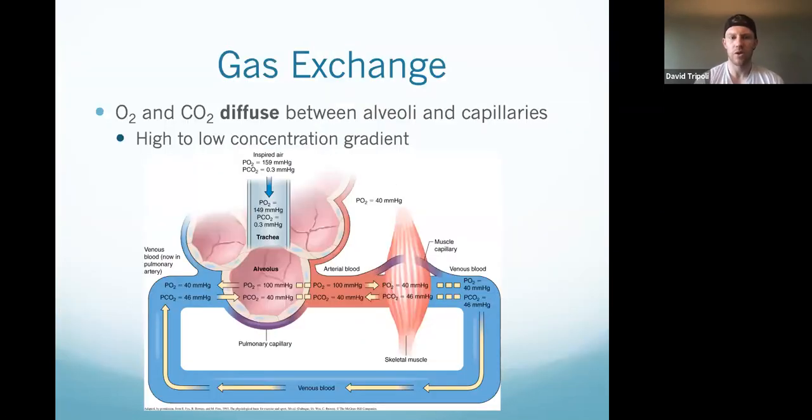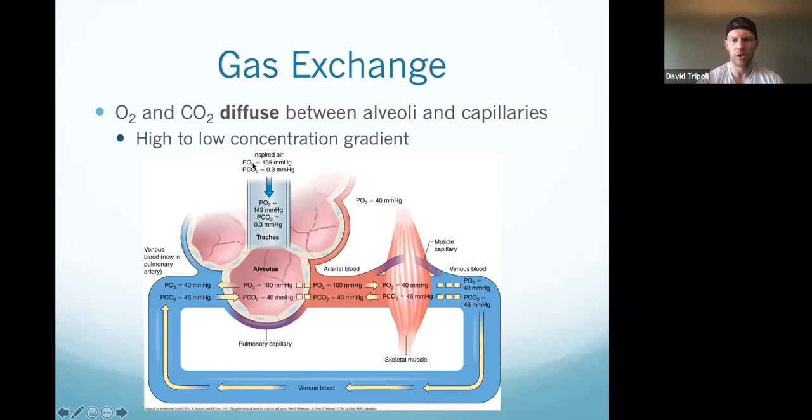So this gas exchange, again, O2 and CO2 diffuse between the alveoli and the capillaries. If we broke it down, again, we looked at the lungs and it broke into the branches and then broke into the smaller branches. This is the end of those branches, right? These little air sacs, where this oxygen and carbon dioxide exchange occurs.